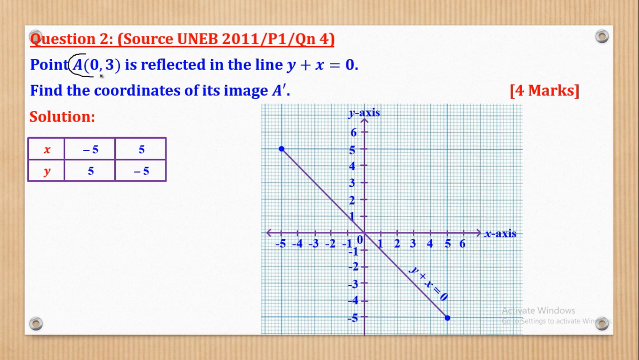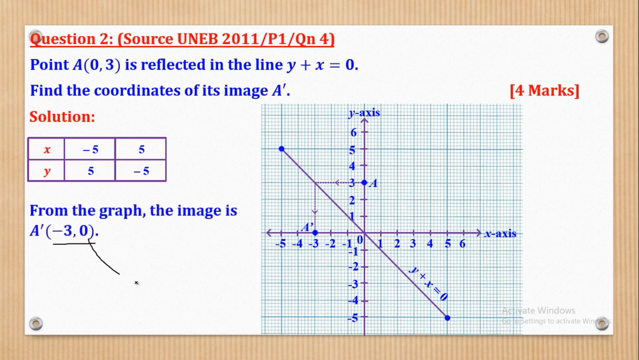Now next we shall locate this point, which is 0, 3, and we have to get its image. So image, like I told you, you move horizontally. So 1, 2, 3, horizontally from the object to the mirror. So 3 steps. That means that we shall also move downwards 3 units. So we shall see 1, 2, 3. So this becomes the position of the image. Therefore, we shall write that that is A prime. Therefore, you shall say that from the graph, the image is negative 3, 0. And that's what they wanted.